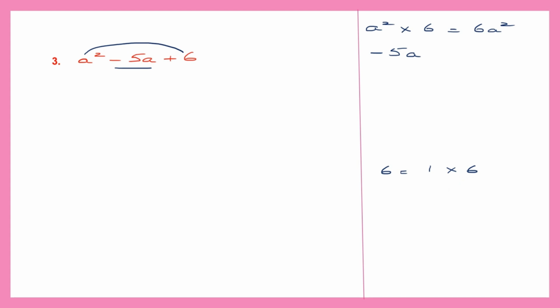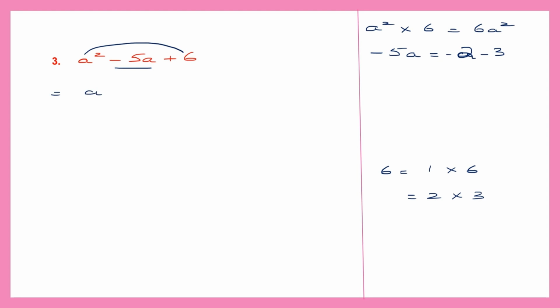So let me take this away. What are the other factors of 6? 2 and 3. 2 3s are 6. Now if I multiply, I will get 6. If I add, will I get minus 5? If I write minus 2 and add it to minus 3, I will get minus 5, isn't it? Minus 2 minus 3 is minus 5. And if I multiply minus 2 into minus 3, I will get 6. So I can split my middle term into minus 2a and minus 3a. So let's write that here.